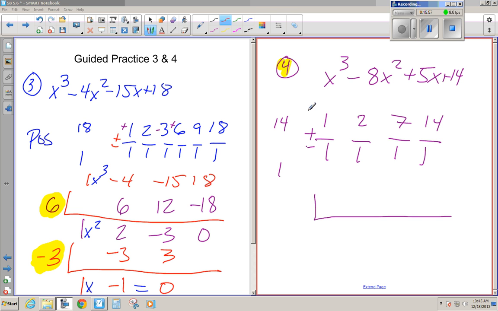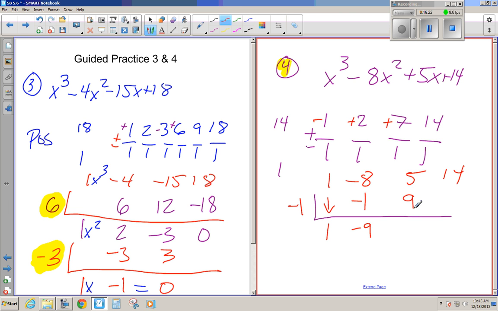All right, you should have paused it, and you should look at the graph, and you should see that a negative 1, a positive 2, and positive 7 are the good choices. Now you have to test them. So make it negative 1, put the coefficients across the top, drop down the leading coefficient, multiply, add, multiply, add, multiply, add. You get a remainder of 0. Therefore, this negative 1 works as a solution.